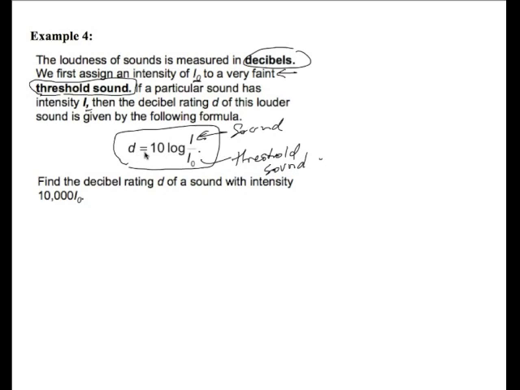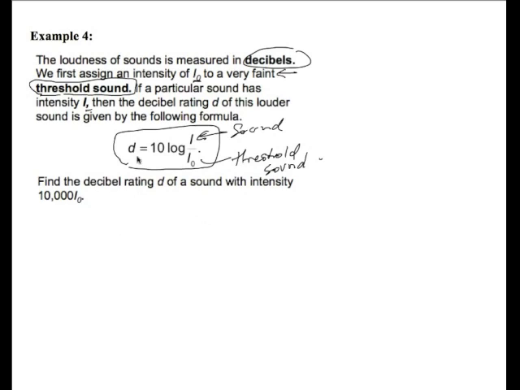Notice here that D, the decibel rating, is equal to 10 times the log, base 10, of the sound we're measuring over the threshold sound, so the ratio of those two. So let's suppose we want to find the decibel rating of a sound with intensity of 10,000 I0.